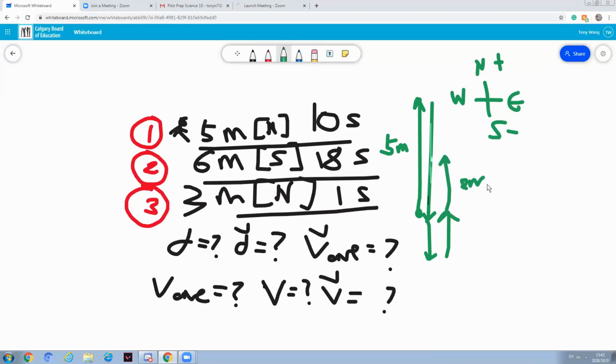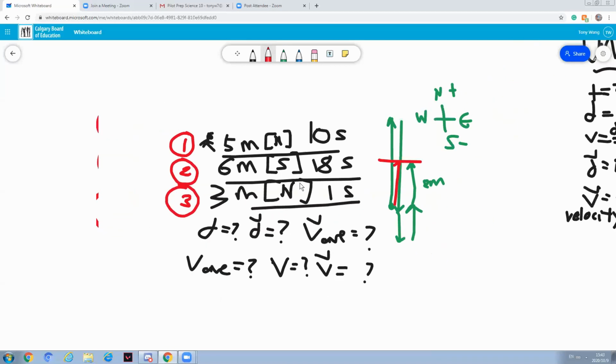So just based on this diagram, could you please tell me what his final displacement is, where he finally ended up? Type it in the chat or unmute your mic. His displacement means a straight line from where you started to where you end. So in this case, what is his displacement? Where did he end up from his original position?